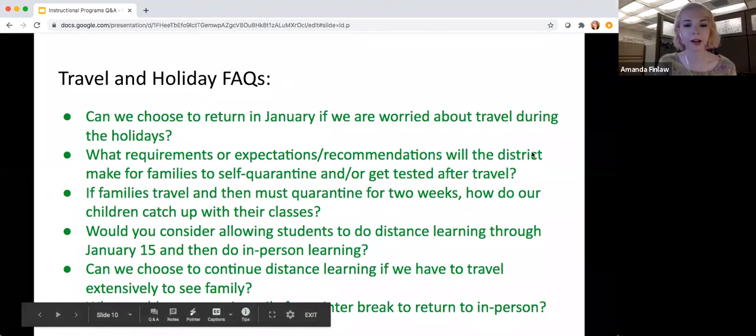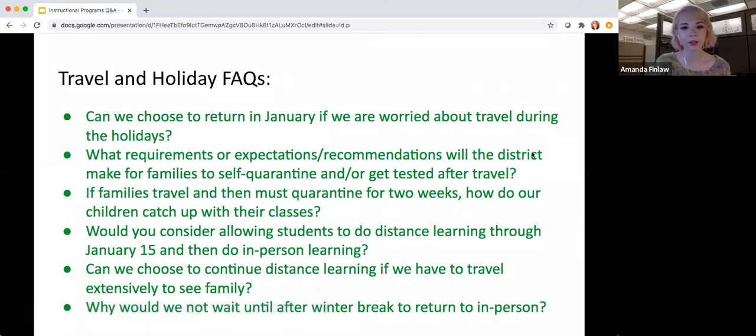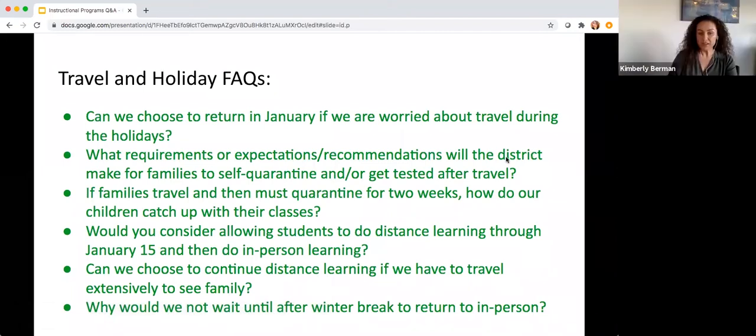The next category is travel and holiday questions. Can we choose to return in January if we are worried about travel during the holidays? No, school will begin on November 30th. And so we are asking that you make your arrangements for travel to also be really mindful of this time of year with COVID and be able to return in enough time to monitor for symptoms or to quarantine your family if you are traveling.